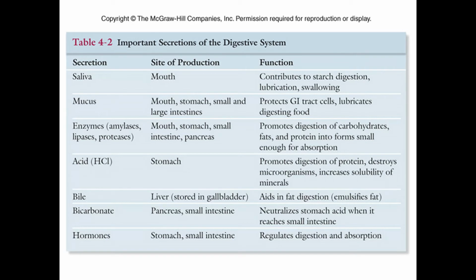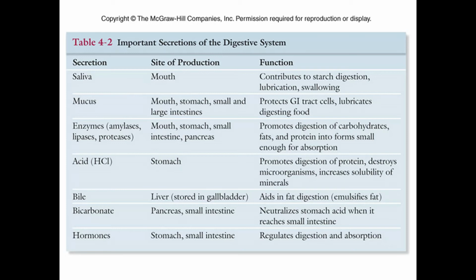Mucus in the mouth and elsewhere is important because it keeps the food wet so it can move more easily, and mucus also protects the cells that line the inside of the GI tract. Besides amylase, other enzymes are secreted. These all have specialized roles. Lipases cut apart fats, and proteases cut apart proteins. Hydrochloric acid is secreted only in the stomach, where it helps inactivate ingested proteins, destroys many bacteria, dissolves minerals, and activates pepsin.